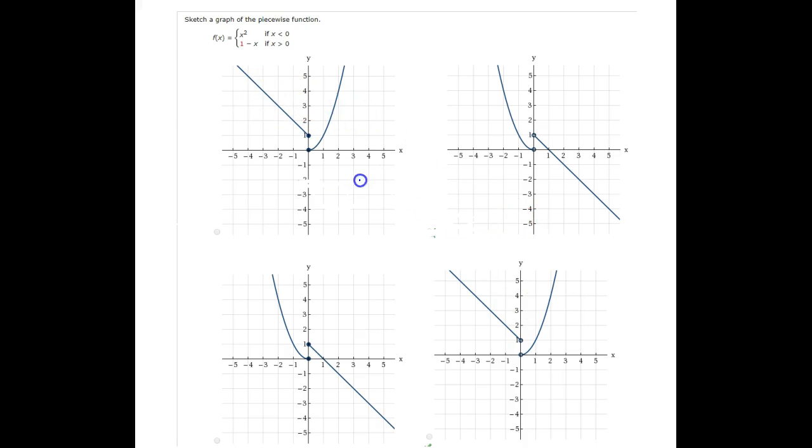So we know it's not this one, and we know it's not this one. So we can cross those off. Now we can narrow it down. And actually, I can answer it at this point, since x is less than 0, f of x equals x squared, that means it's not equal to. There's no equal to underneath that. So that means my dot has to be open. So this one's open, but this one is not open. So it has to be this particular graph.